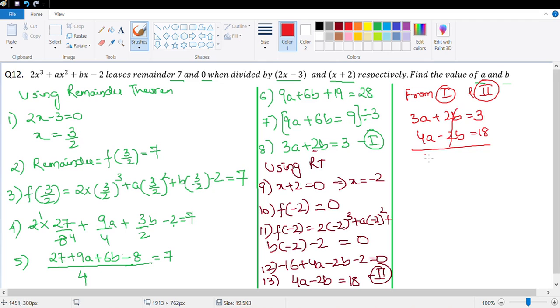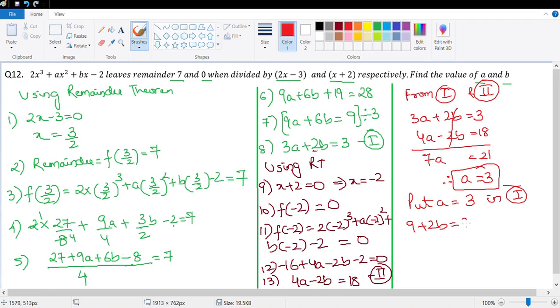This gets cancelled, so we have 7a is equal to 21. Therefore, a is equal to 3. Put a is equal to 3 in, let's say, equation 1, and I get 3 into 3, 9, plus 2b is equal to 3. 2b is equal to negative 6, b is equal to negative 3. So the value of a and b is 3, negative 3. Let's read the question. We need to find the value of a and b.